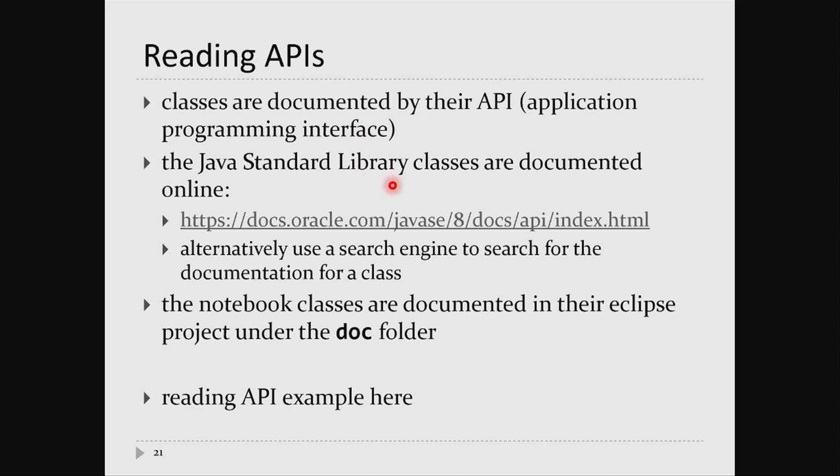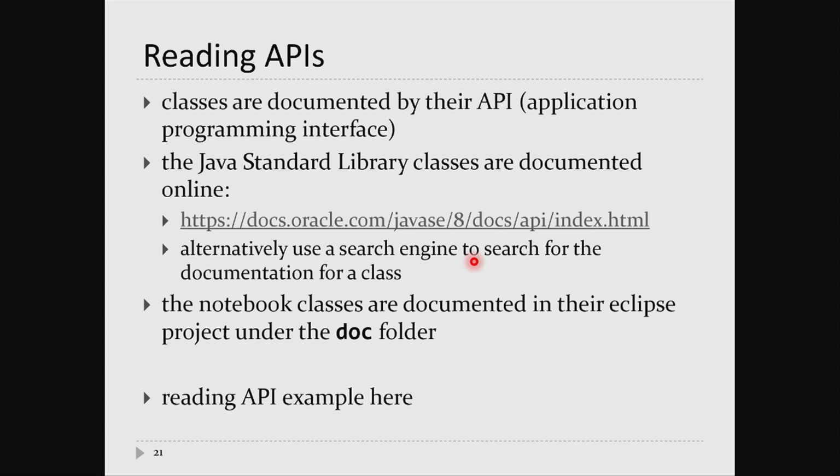The Java standard library classes live in a standard place online. That's the link to the Java version 8 classes. For anything past 8, the link is slightly different because they reorganized some stuff. So you can always get to the documentation using a link like that. Alternatively, you just use your search engine. You type in Java class, the name of the class, and the version of Java that you're interested in, and that almost always pops back the documentation for the class as the first result.